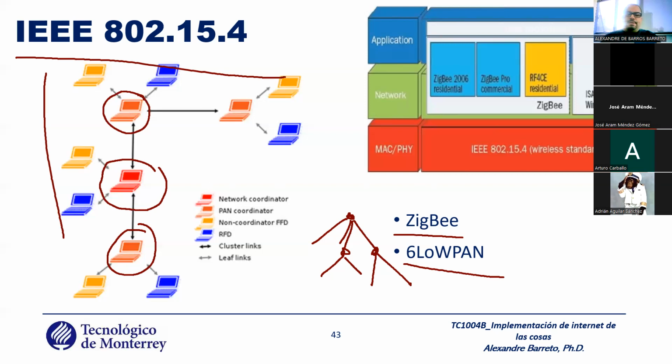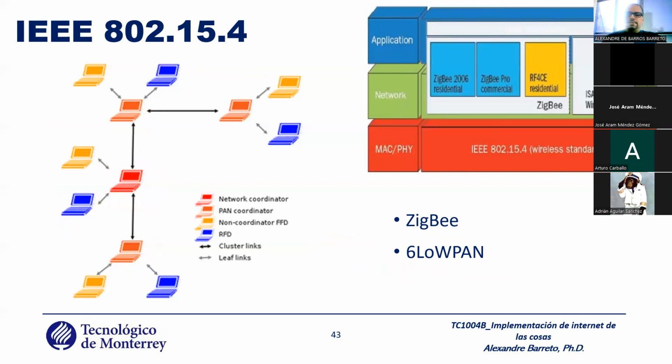The problem of this technology is that you cannot transport a lot of data. You have a lot of connections. It's very good connectivity, but it's very bad when you need to transport videos, for example. Any questions?